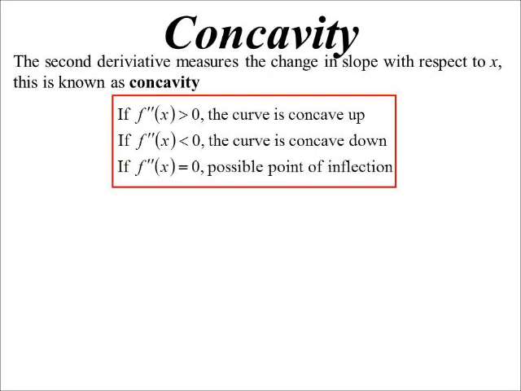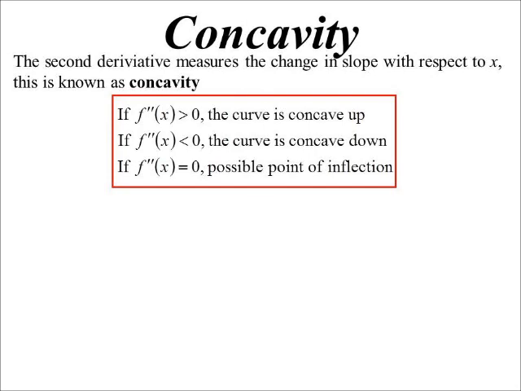If it's equal to 0, so if it has no concavity, then that's what we call a point of inflection. A point of inflection is where it changes concavity. So if it's 0, because before you can move from positive to negative, you must pass through 0. You can't just jump over it. So that's where the change would happen, when it's equal to 0.